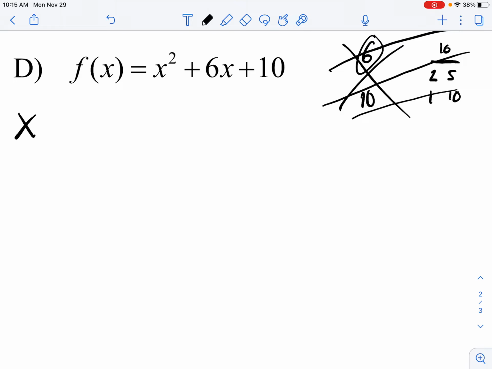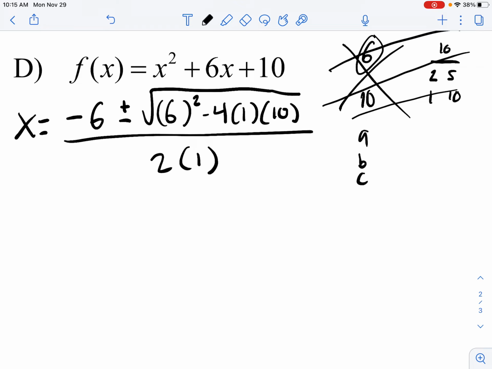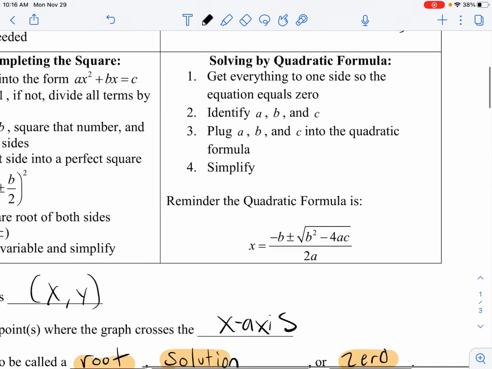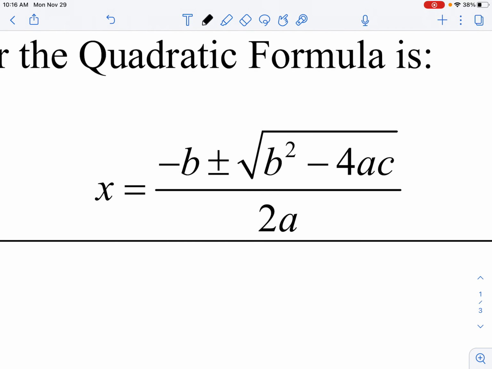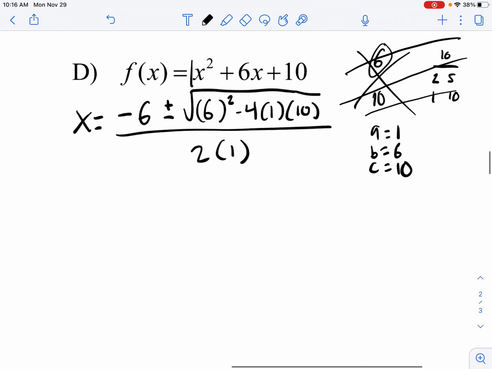So we have x equals -b plus or minus the square root of b squared minus 4 times a times c, all over 2a. Now remember, where we got that a, b, and c from is that a is the number in front of x squared, so 1, b is the number in front of x, so 6, and c is your number at the end, so 10. Now if you forgot what that quadratic formula is, I did give it to you here. Alright, so you're welcome to do that. Alright, and then it's just a matter of simplifying it down.